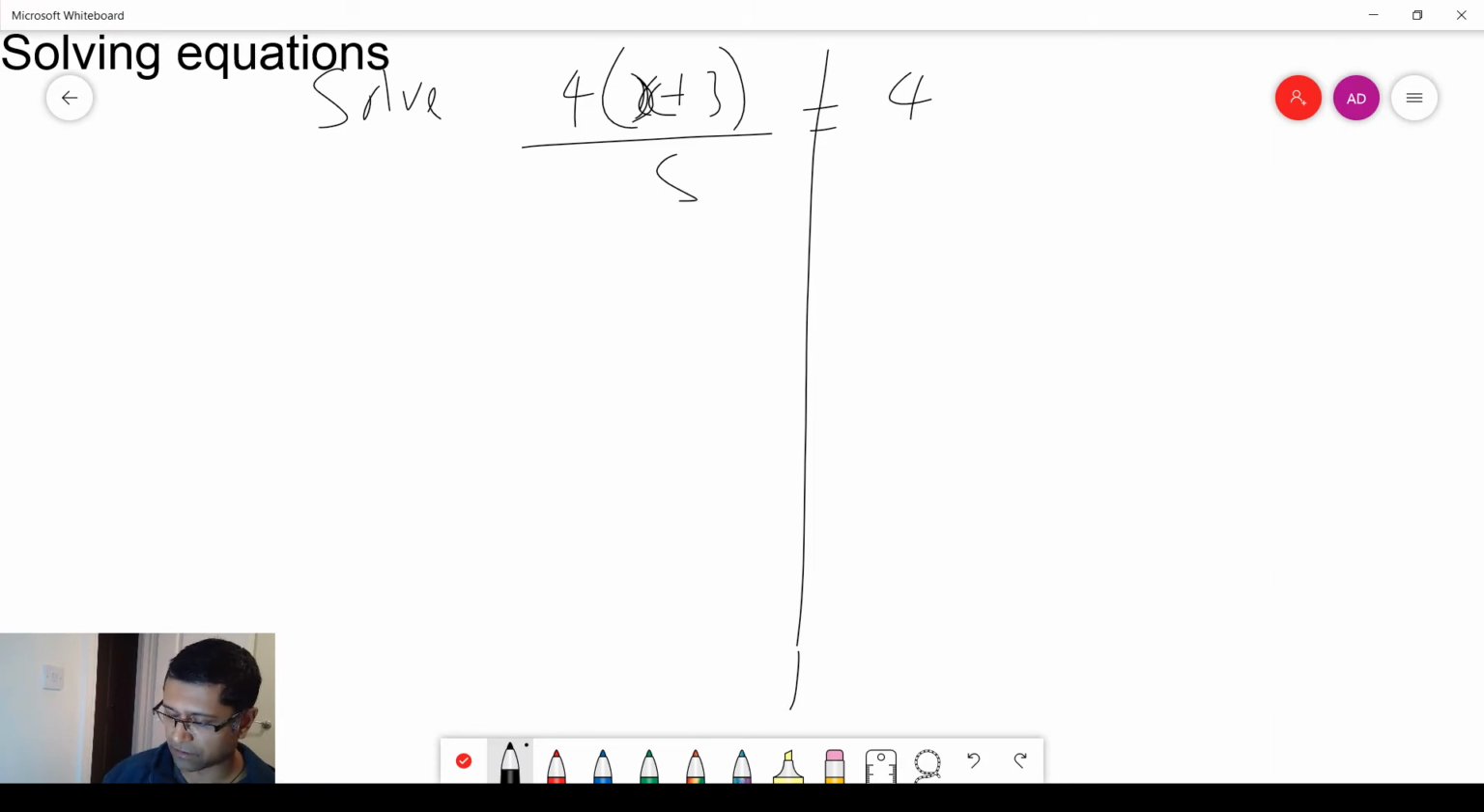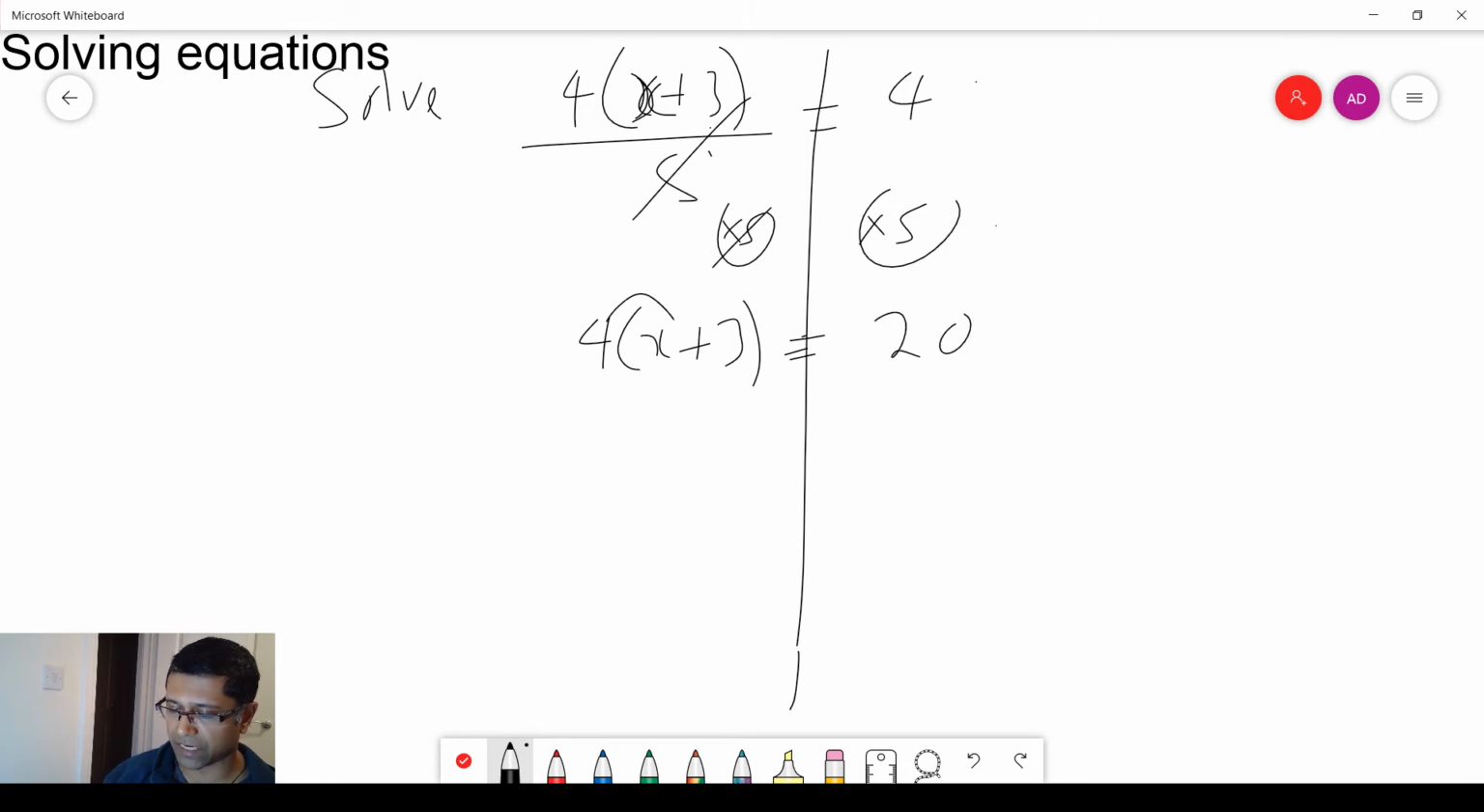Now, one thing I don't like is having fractions when solving equations. So to get rid of divide by 5, you times by 5. Do the same on the other side. So divide by 5 is knocked out by times by 5. They cancel out, so you're left with whatever's on the numerator. Right, 4 times 5 is 20.